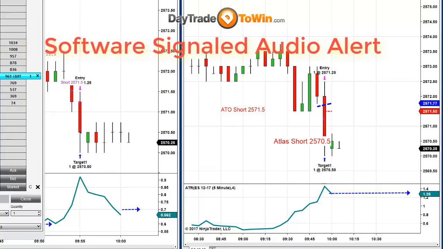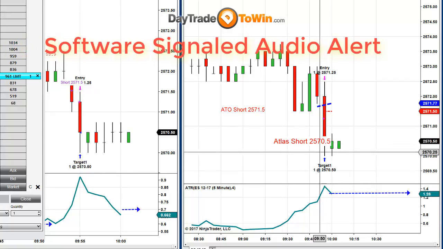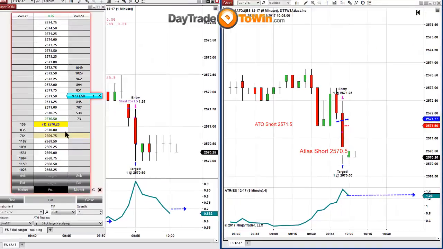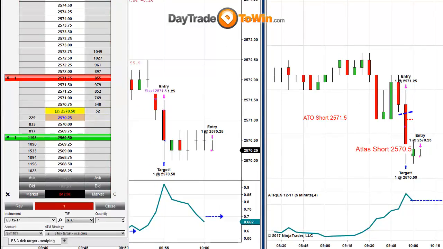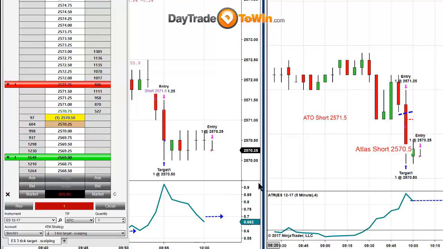Okay. All right, so the Atlas line short, 25, 70, 50. So 25, 70, 50 is right here, short. I'm going to take that first. Order filled. And so now I'm short. ATR is 5 ticks. 1, 2, 3, 4, 5.